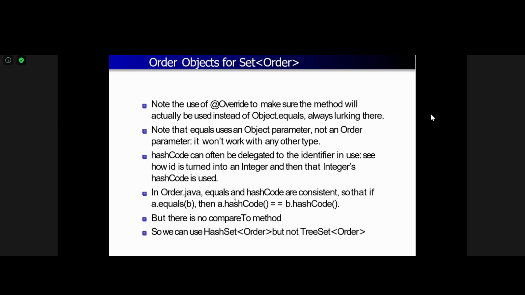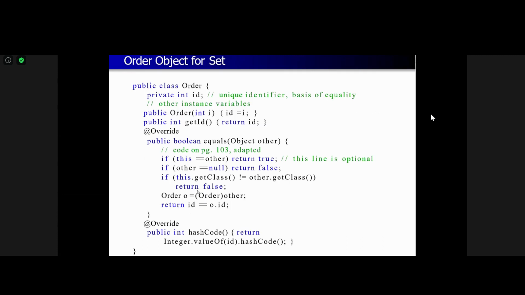Okay, so here we claim that equals and hashCode are consistent, which means that if we have equality, then the hash codes are equal, because it's true with the integer case. But we notice that there's no compareTo. So that means that we can use HashSet of Order, but we can't use TreeSet of Order without special trickery. Okay? So if we look again at this code, you can see we've got equals, we've got hashCode, but there's no compareTo. Well, we can fix that, of course.